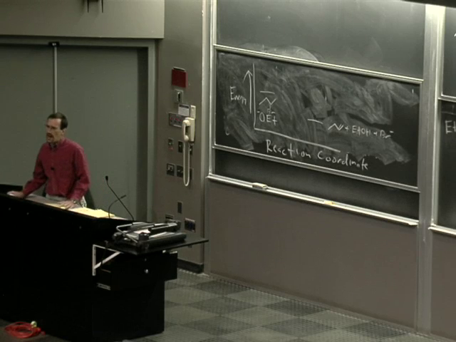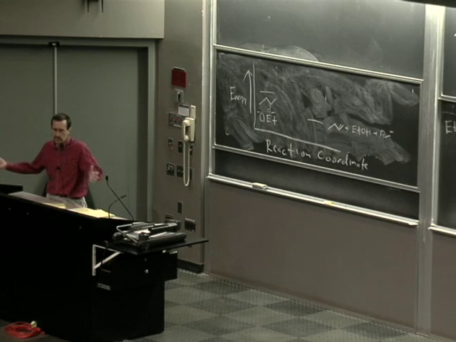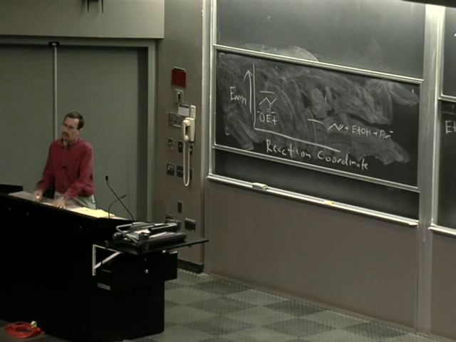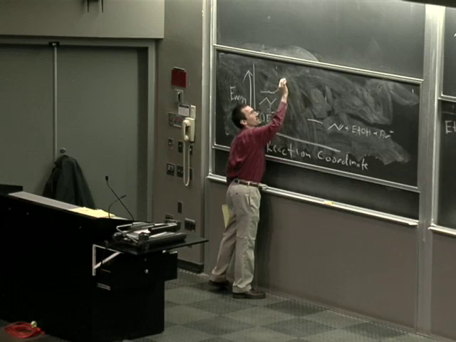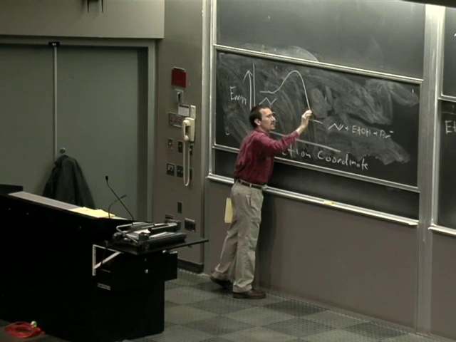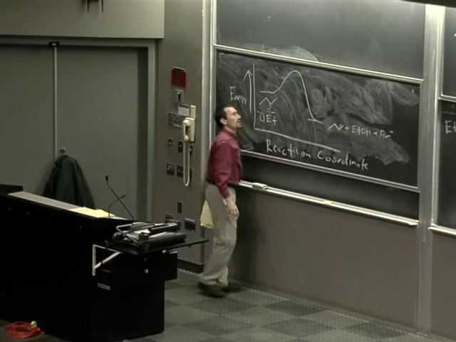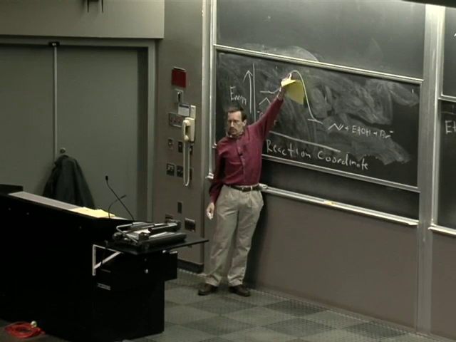Remember, the E2 reaction is a concerted reaction. We don't form any intermediate. Just like an SN2 reaction, it's a bimolecular reaction where 2 reactants come together, collide, go over an energy barrier, and give rise to products without the formation of any intermediate. And so we can think about it like so. Here's our transition state.